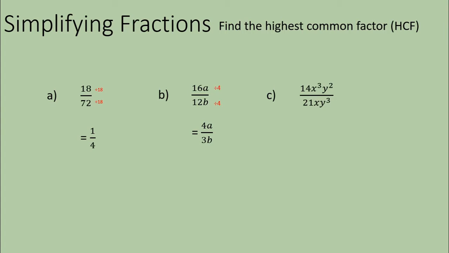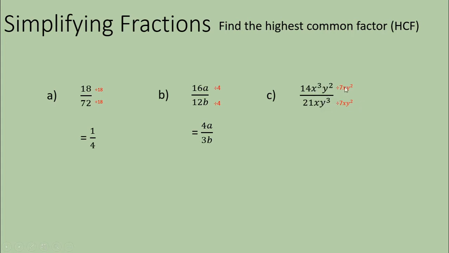And then looking at my letters, x and y, well, obviously both the top and bottom could be divided by x and y. The top has actually got x to the power of 3 and y to the power of 2, while the bottom has got x and y to the power of 3. So the highest common factor, the highest power of these variables that both the top and bottom could be divided by, is x and y squared. So I can divide the numbers both by 7 and the letters both by x, because this one only has a power of 1, and y squared, because this one has a power of y squared. This one has more than that, but I can't divide both by y to the power of 3.